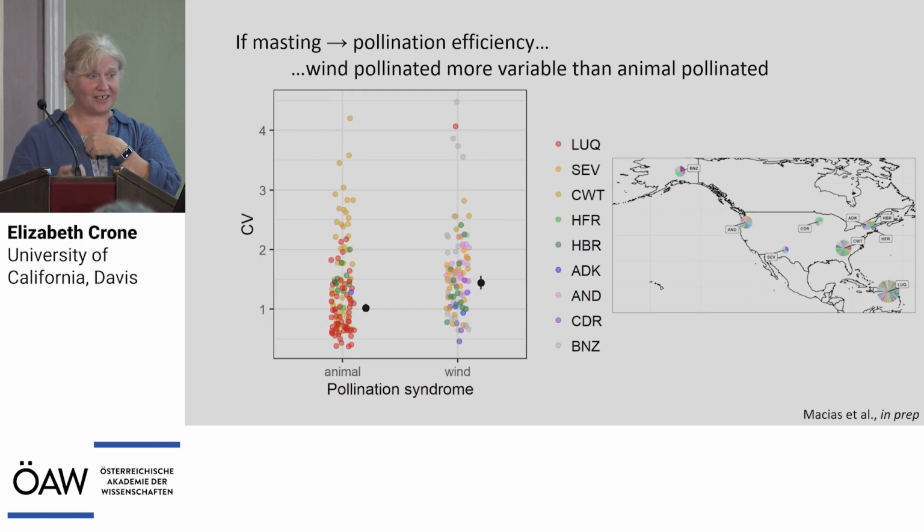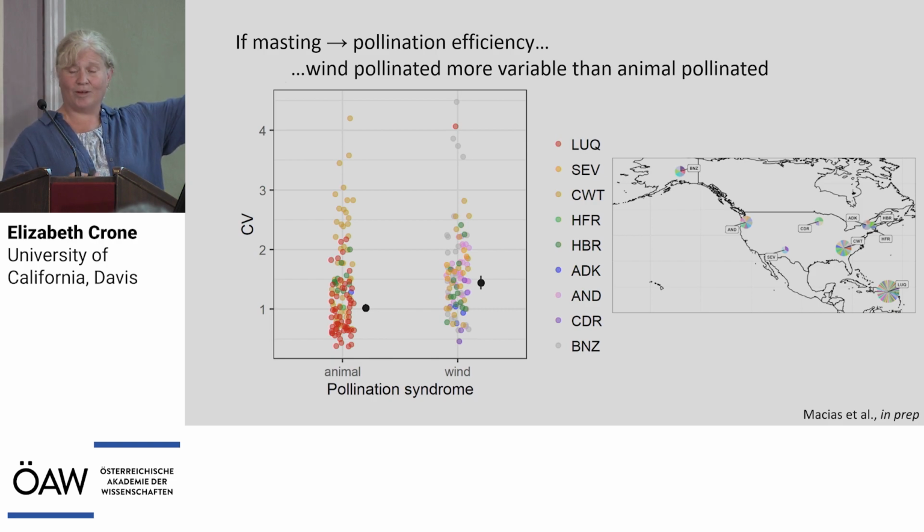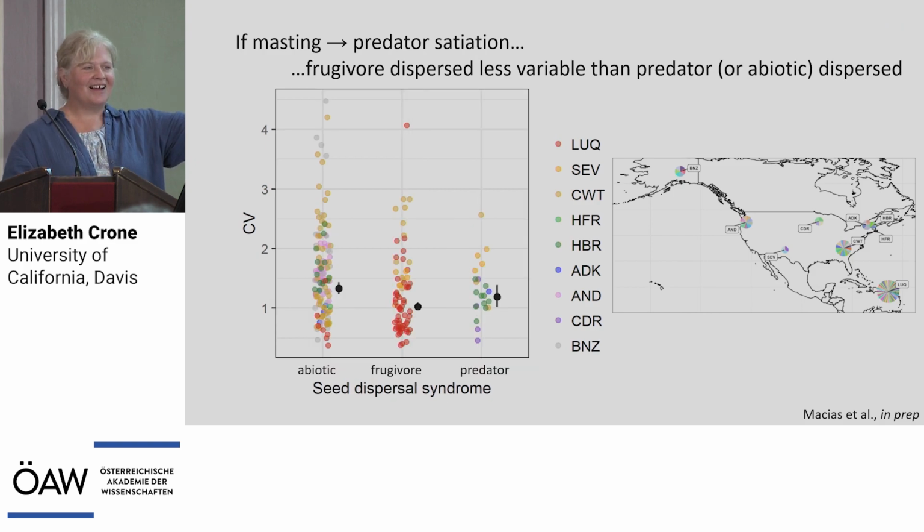Let's look at some potential predictors. And these are the same predictors we've looked at so far. If masting increases pollination efficiency, wind pollination should be more variable than animal pollination. Here it is, animal. The dots are each population. The big black dots are the means and confidence intervals. So the wind-pollinated species are more variable than the animal-pollinated species when we throw them all in one hat. Yay. If masting increases predator satiation, the frugivore dispersed in the middle should be less variable than predator or abiotic dispersed. We see it, yay.